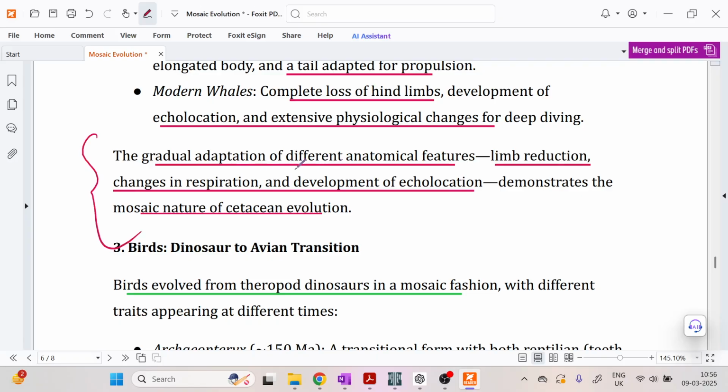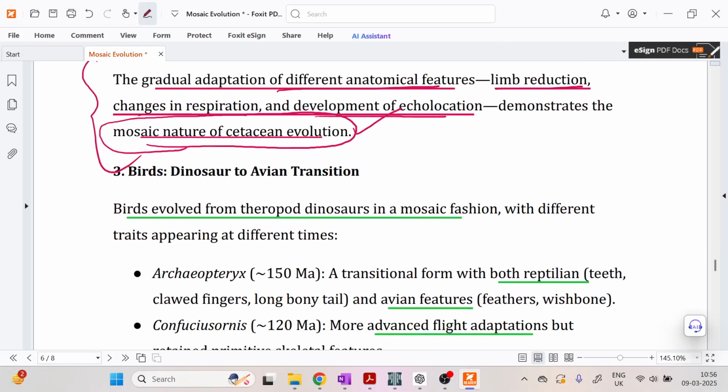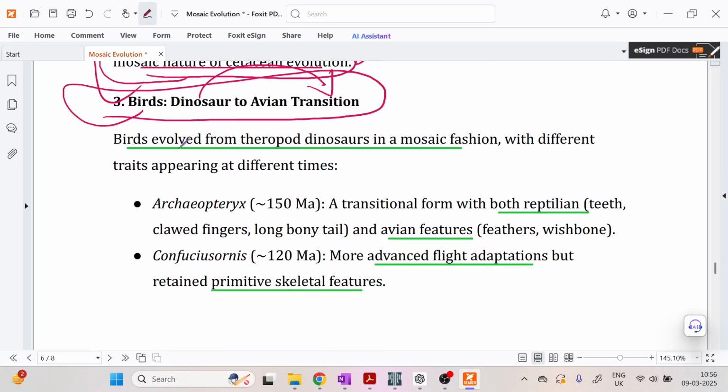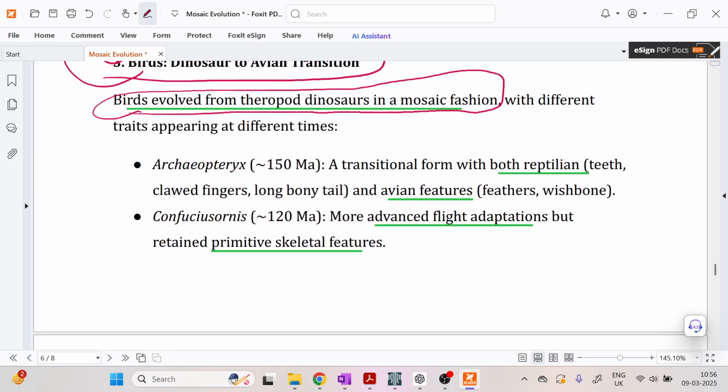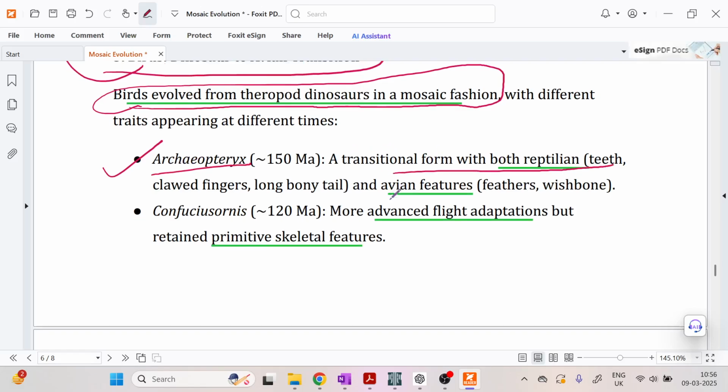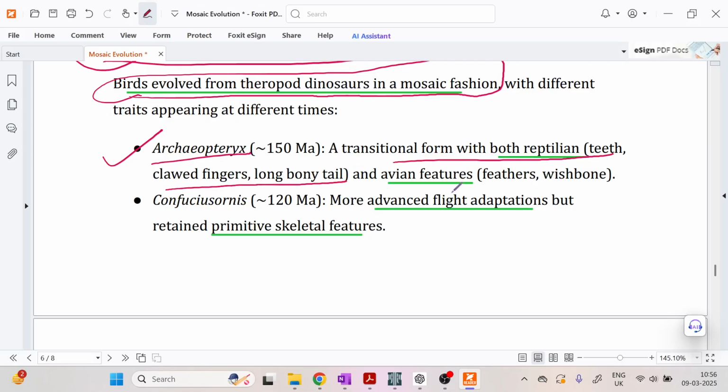So the gradual adaptation of different anatomical features, limb reduction, change in respiration, and development of echolocation, demonstrate again the mosaic nature of cetacean evolution. Now, the third example: birds, the dinosaur to avian transition. Birds evolved from theropod dinosaurs in a mosaic fashion. The first one, Archaeopteryx, is a transitional form with both reptilian features, clawed fingers and long bony tails, and avian features.